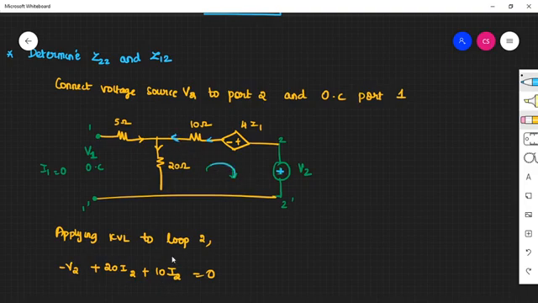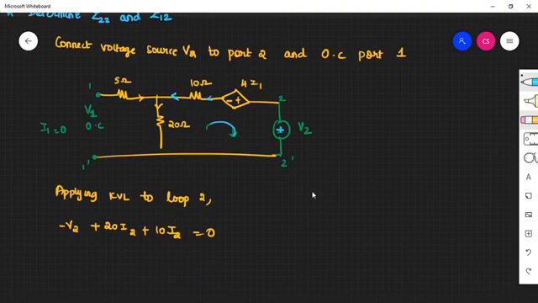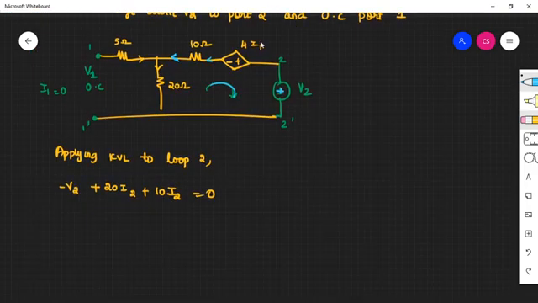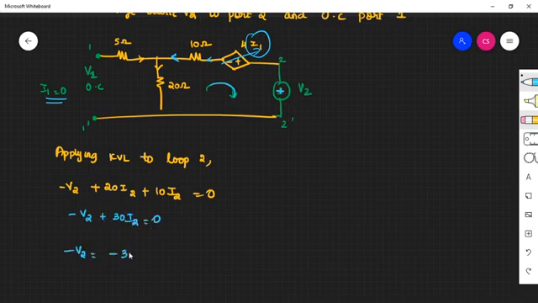So we write it as plus 10 I2. And this dependent source is 4 into I1. We already know that I1 is equal to 0 since it is open circuit. So this will become 0 for us. So therefore we will get minus V2 plus 30 I2 is equal to 0. Minus V2 is equal to minus 30 I2, or we can write V2 by I2 is equal to 30. And this is nothing but the value of Z22.